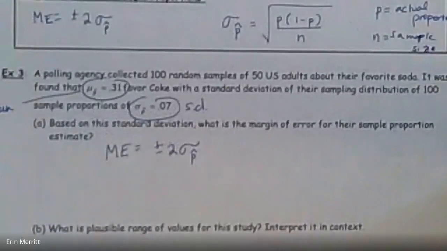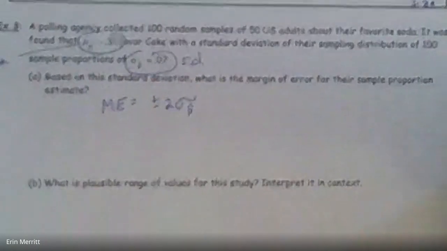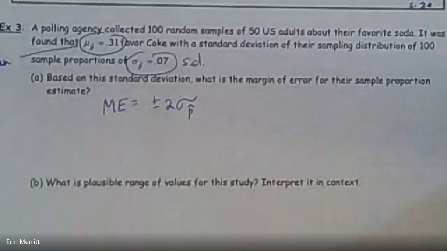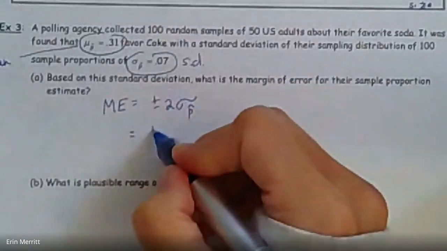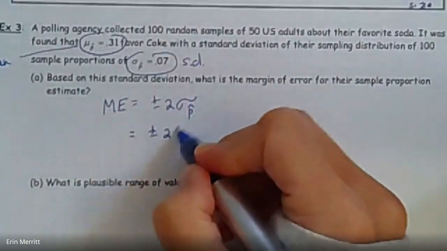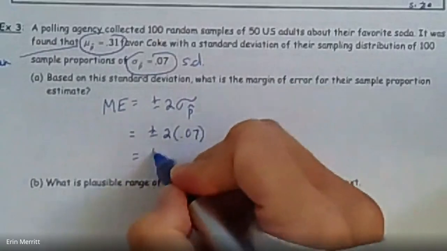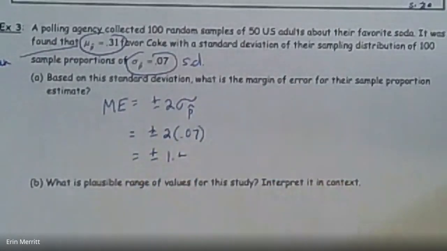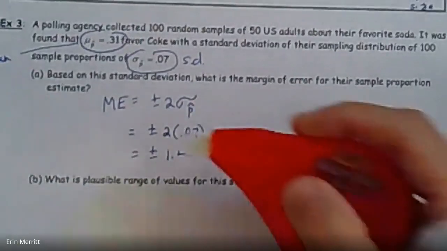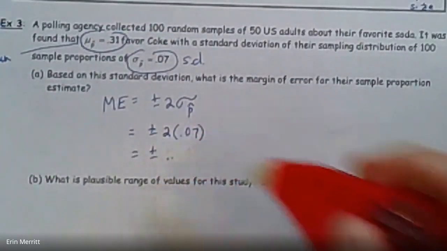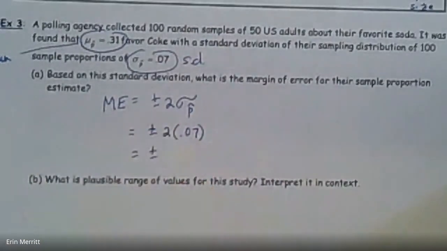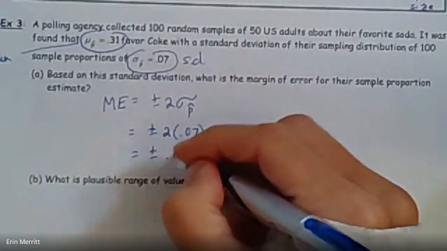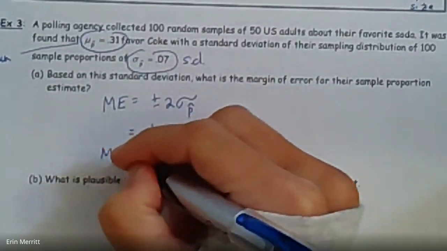All right, zoom in so you can see that a little bit better. I wish the view was a little clearer, but it's not. All right, so plus or minus 2 times that 0.07 comes out to be plus or minus, excuse me, not 1.4, 0.14. Let me fix that there. So 0.14, that is the margin of error.